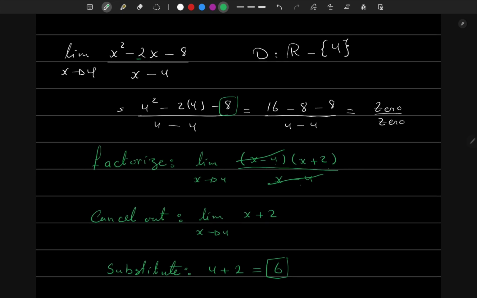Now bear in mind that f of 4 cannot be found for this function, but the limit is found, which is 6. And this is part of why we need limits, to find what the function approaches when x approaches a value that is out of the domain of the function.